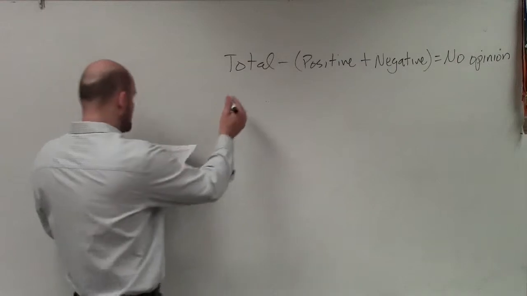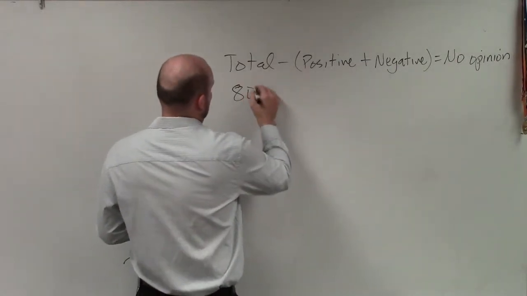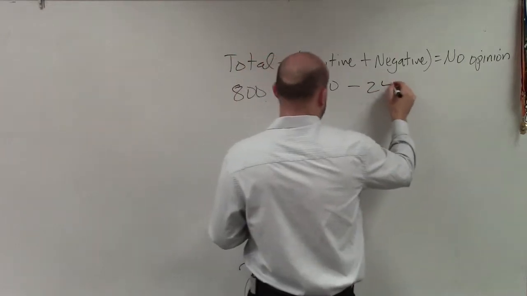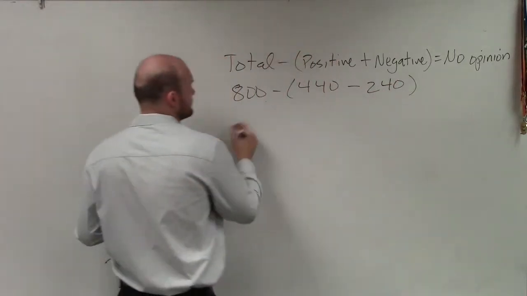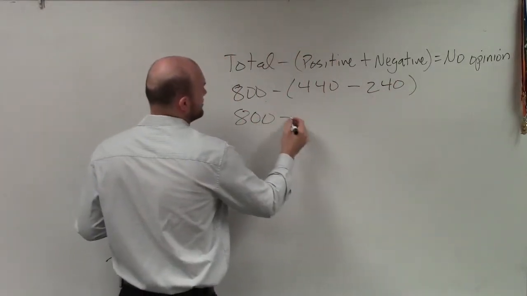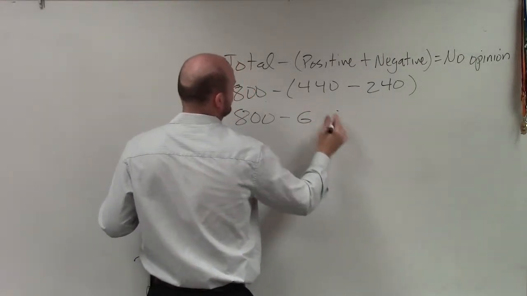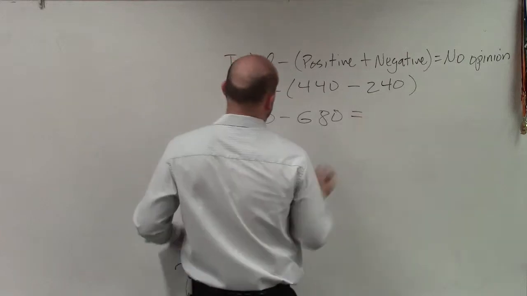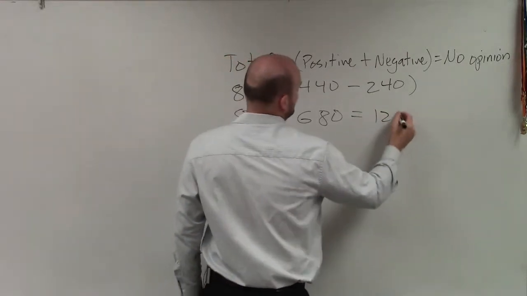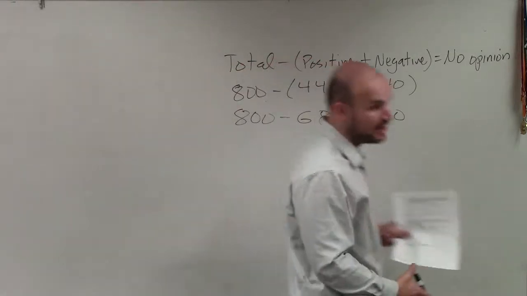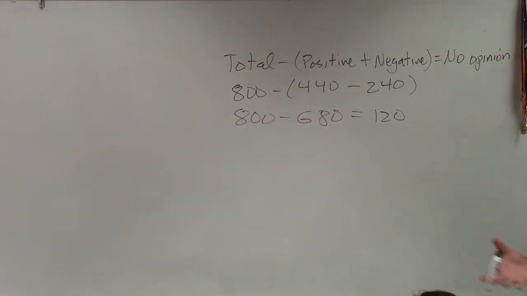Yes, okay. So we look at this, we have 800 minus 440 minus 240, 800 minus 680 equals 120 people. So now we have 120 people out of the 800 that have absolutely no opinion at all.